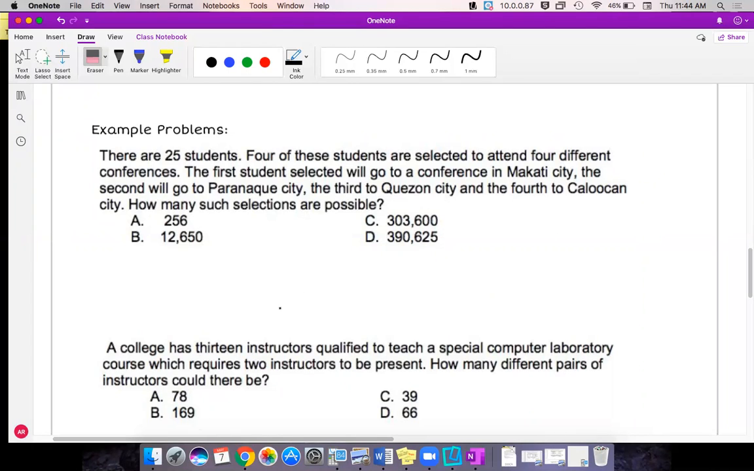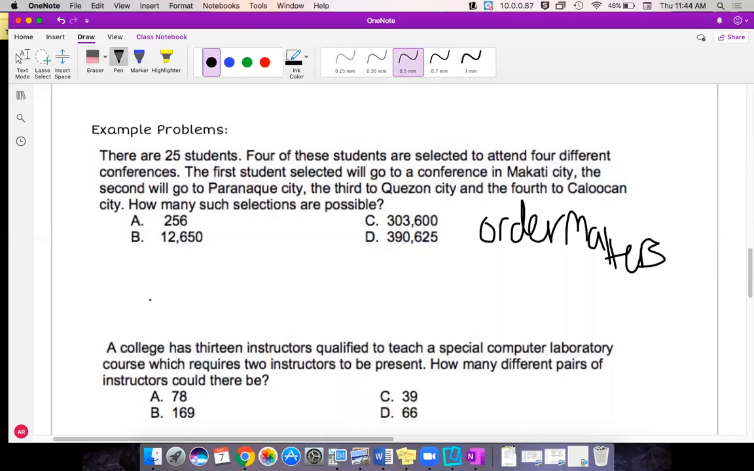Okay, so the first thing you have to consider in this one is, does order matter or does it not matter? And in this one, it does matter because whoever is chosen first goes to a different city than someone who is chosen second. So order matters. So if order matters in this one, that means it's going to be a permutation.